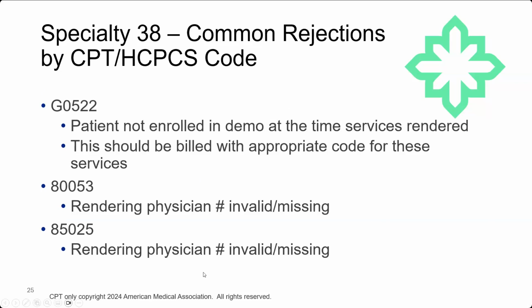The next two most common reasons for rejections of geriatric medicine claims are lab services. 80053 is the comprehensive metabolic panel, 14 different substances in the blood. 85025 is that complete blood count, or CBC, with automated differential. For both of these, the only reason they were rejected by WPS was the rendering physician number was invalid or missing. So what do you do to fix it? You fix it, resubmit it in order to receive payment. So you'll need to look at your claim processing or claim form instructions. Make sure you're putting this in the right place on the claim. Make sure it's a valid number. If it's missing altogether, add it, and so on and so forth.